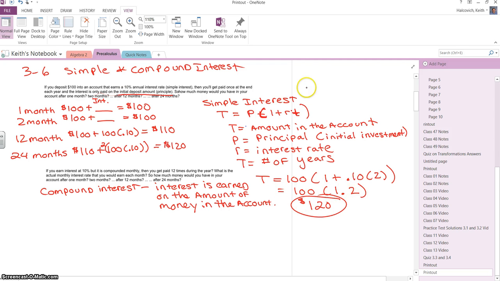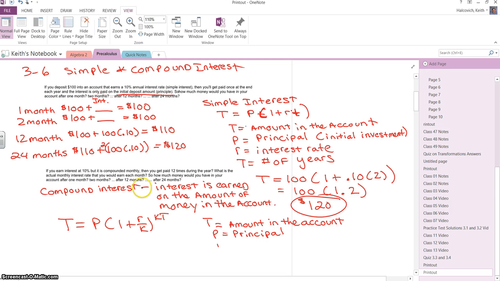Now, the formula for compound interest is T equals P times 1 plus R over K to the KT, where T, once again, is the amount in the account, P is the principal, R is the interest rate, T is the number of years, and K equals the number of compoundings per year, meaning how many times you draw interest.